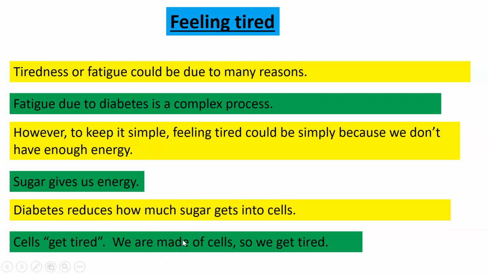We are made up of cells. Our cells make up tissues, tissues make up organs, organs make up different organ systems, and the different organ systems come together to make the organism. So we are an organism and a collection of cells, and if cells get tired, we get tired. Let's just keep it that simple. But remember, there's much more to this than simply saying that. We can distill it to this sentence: if cells get tired, we get tired.